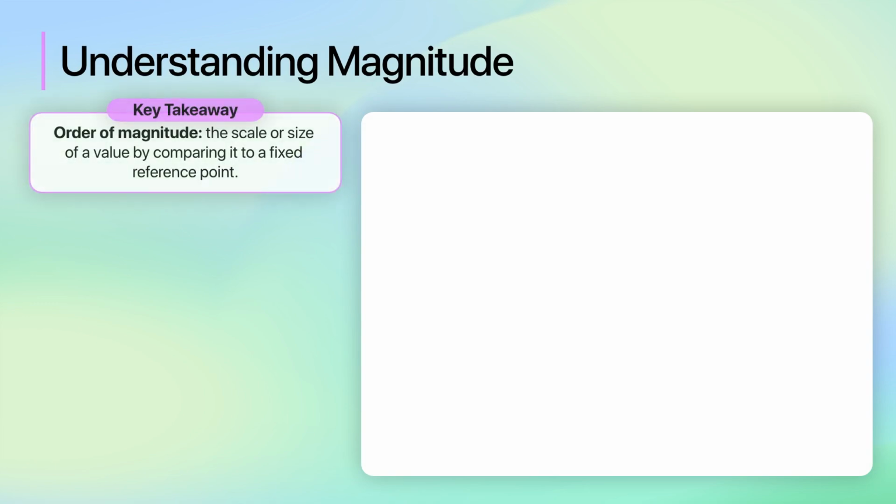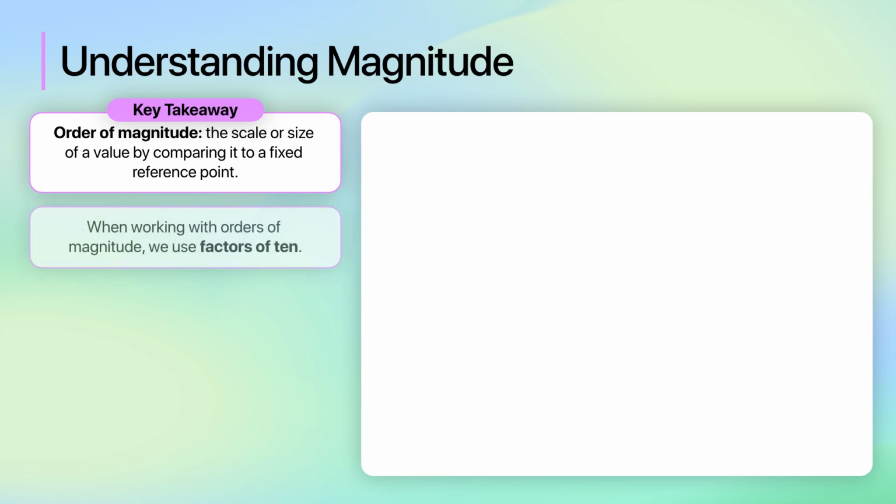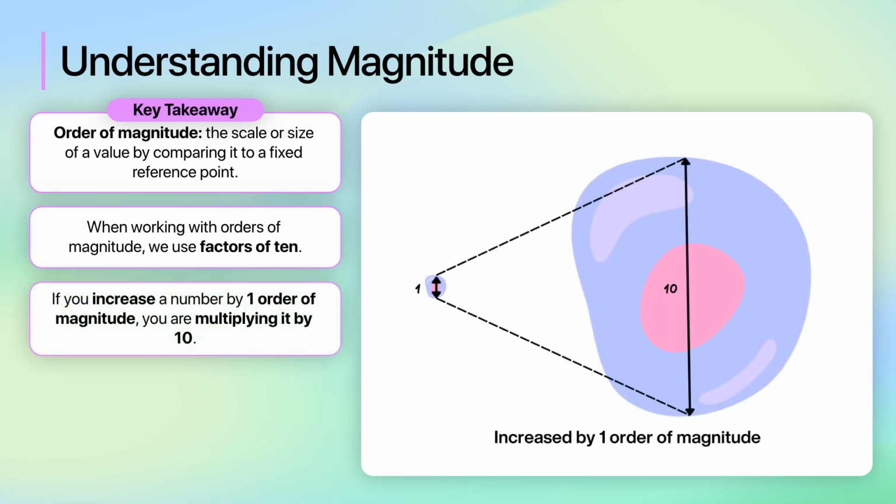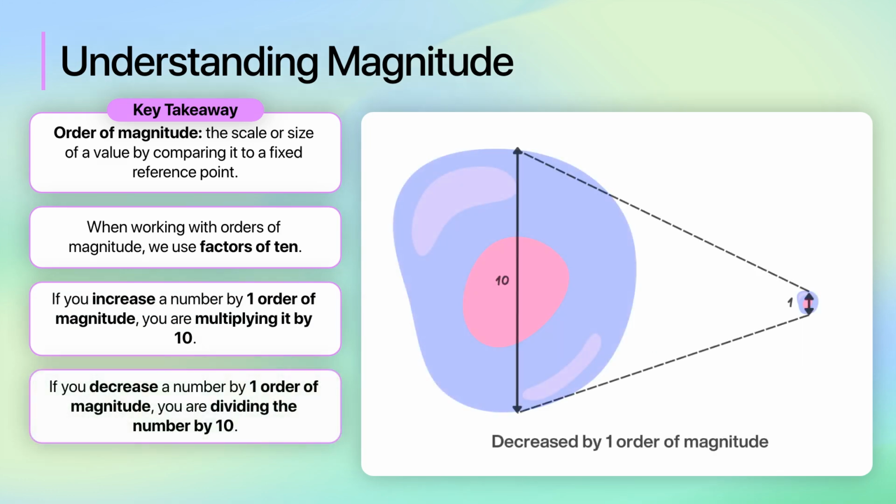An order of magnitude describes the scale or size of a value by comparing it to a fixed reference point. Typically, when working with orders of magnitude, we use factors of 10. For example, if you increase a number by one order of magnitude, you are multiplying it by 10. If you decrease a number by one order of magnitude, you're dividing the number by 10, which is equivalent to multiplying by 0.1.